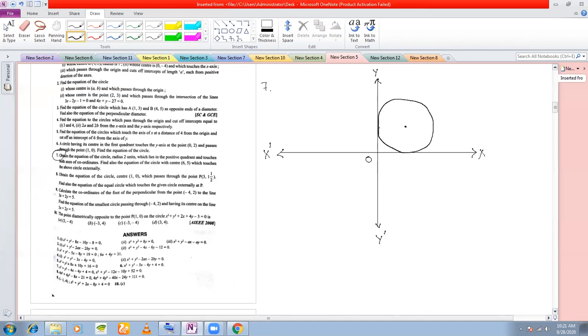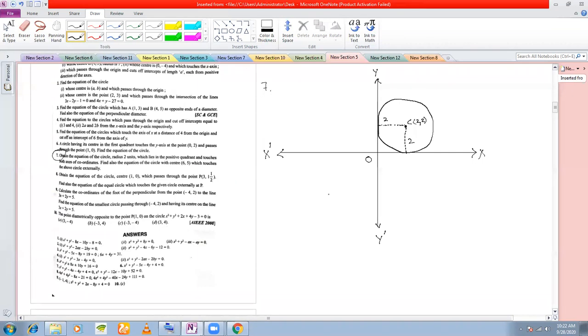Radius is given to be 2 units. So perpendicular distance from the y-axis is 2 units, and perpendicular distance of this point from the x-axis is also 2 units. So what are the coordinates of the center? 2, 2. Am I right or not? Coordinates of the center is (2, 2), and the radius is 2 units.